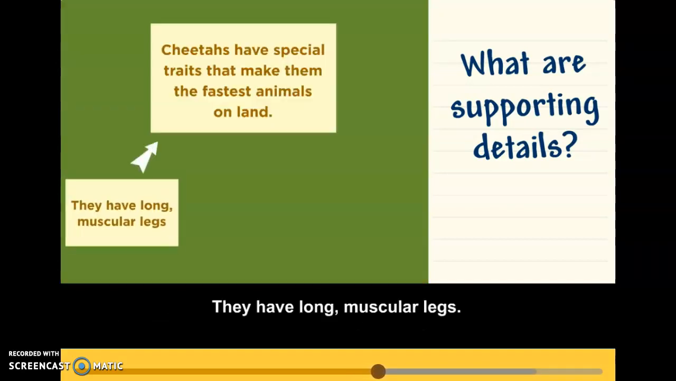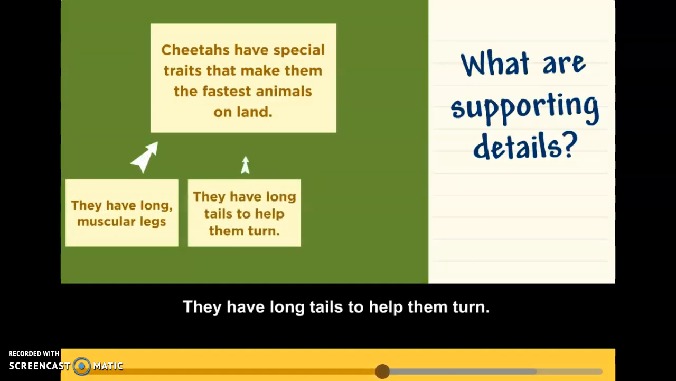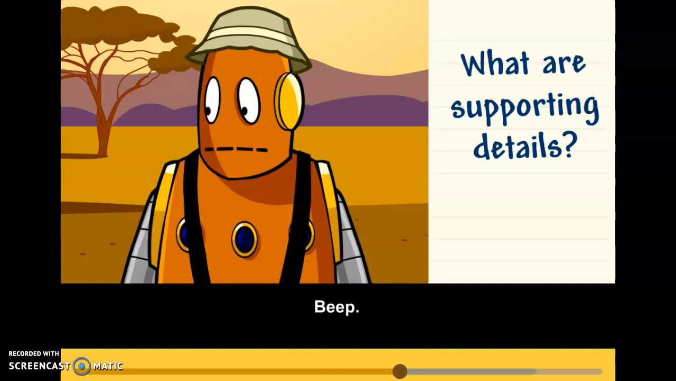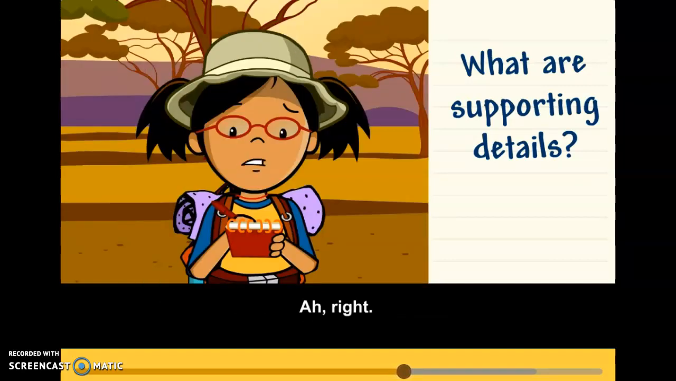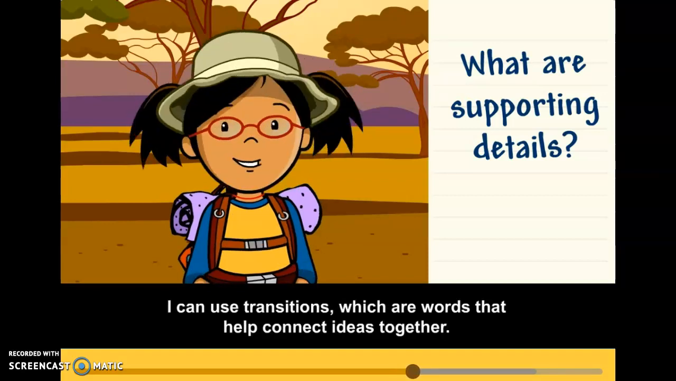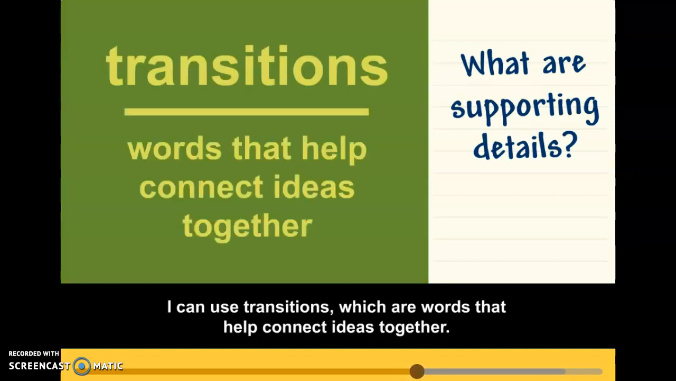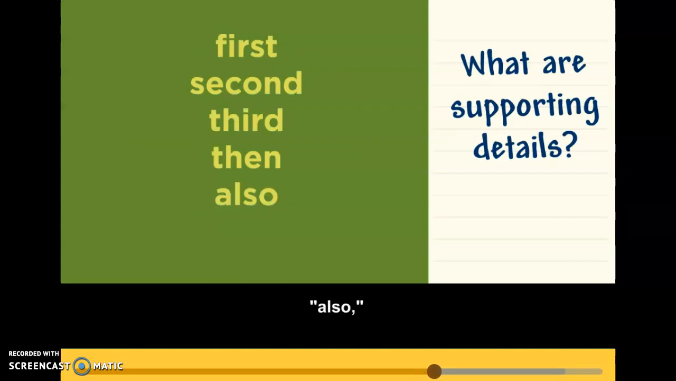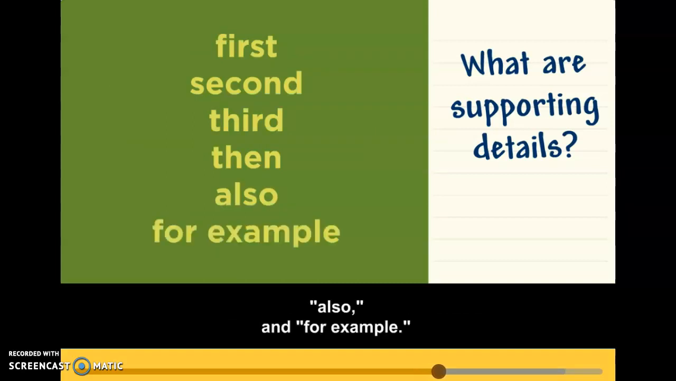They have long, muscular legs. They have long tails to help them turn. They have tough claws that grip the ground as they run. Right. My sentences don't really flow together. I can use transitions, which are words that help connect ideas together. Like first, second, third, then, also, and for example.